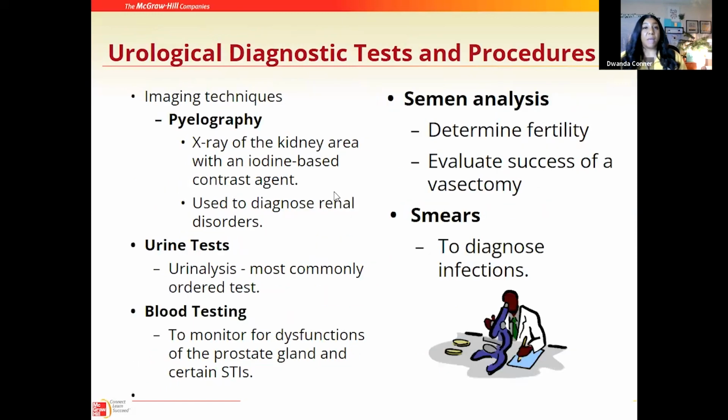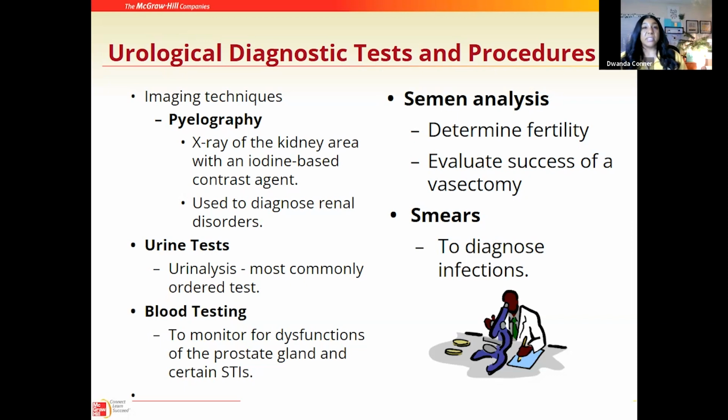Here are some common diagnostic tests and procedures for urology. And the first one there is pyelography. Pyelography is used to diagnose renal disorders. This is an X-ray of the kidneys, and we use what's called a contrast agent. It's an iodine-based dye. That dye allows for the kidneys to be illuminated, makes it a lot easier for the provider to be able to see exactly what's causing the problems.